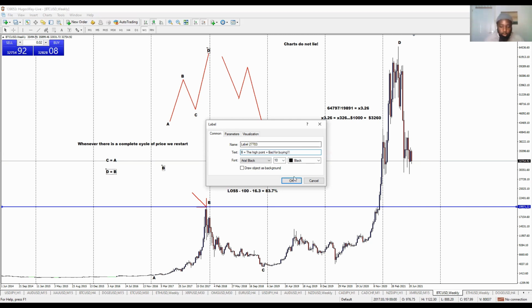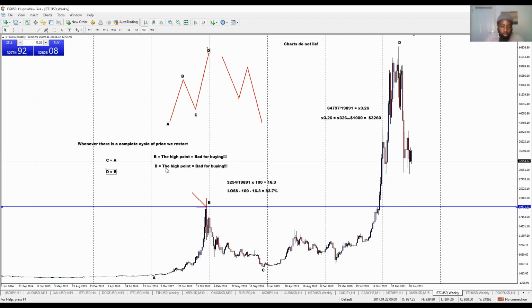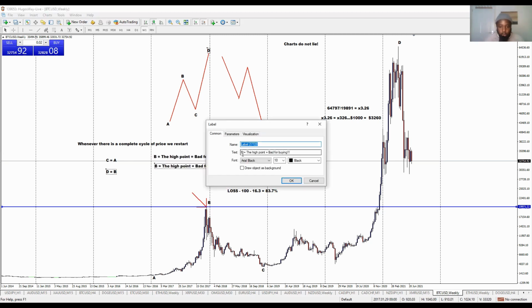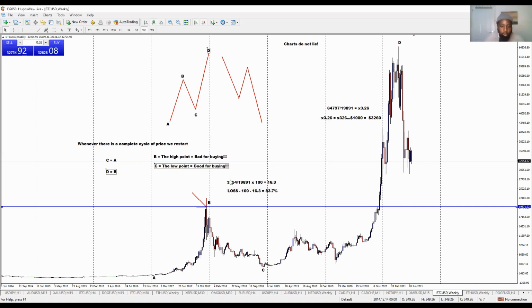Bad for buying. Whether you're investing or trading, you don't want to be buying at the high point. You want to be buying at the low point. And so C is going to be the low point, which is good for buying. So good for buying, bad for buying. So we want to look for these C's because this is where the magic happens.